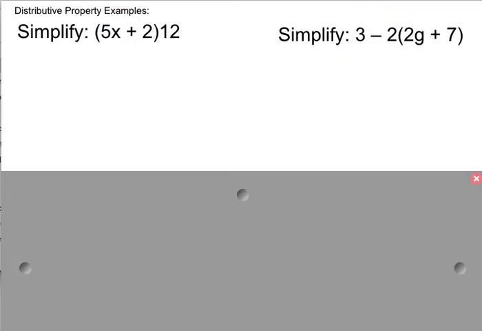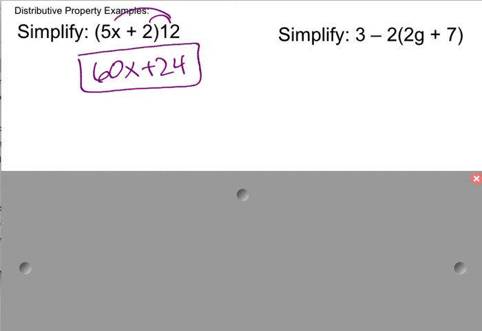Okay, next. If the number is behind the parentheses, it can still distribute. 12 times 5 is 60. 12 times 2 is 24. So you get 60x plus 24.